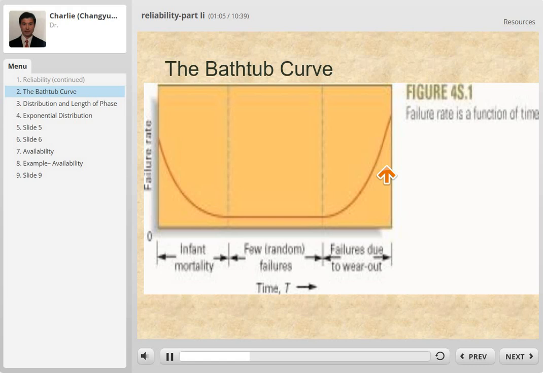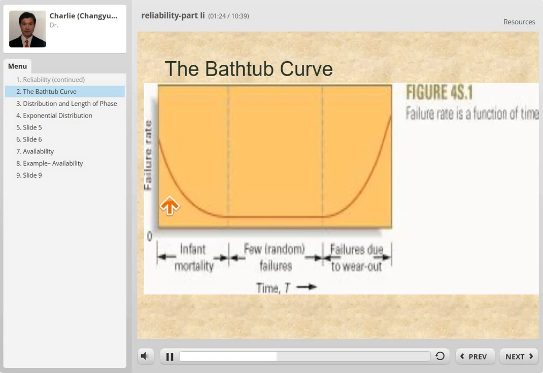A good example is cars. The factory warranty usually covers anywhere from the beginning to somewhere here. For example, most cars have either a 3 year or 4 year warranty.